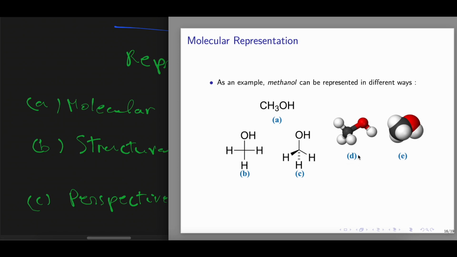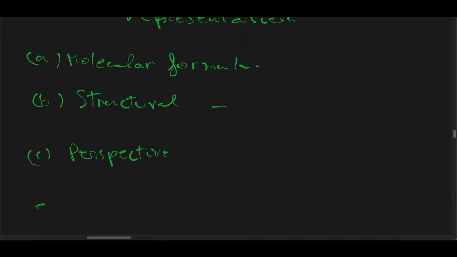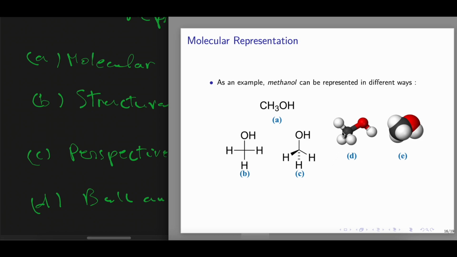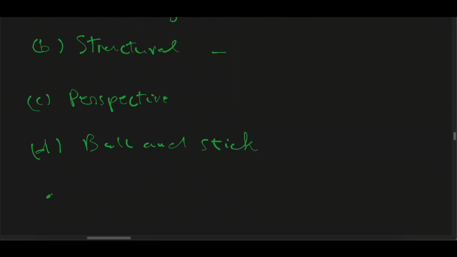Also the formula which is called the ball and stick. Here we have this small ball and this stick. And the last one, which is called the E form, is called the space filling formula. The space filling model.